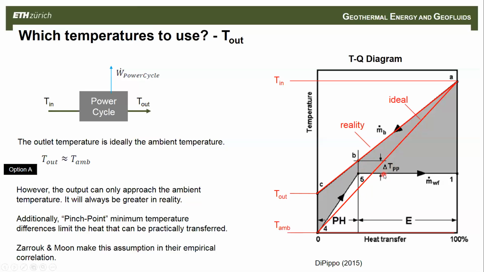This is usually about 5 C or so, this pinch point temperature difference. So when you add this constraint, basically your ideal line is pushed up to here, and you're forced to have an output temperature that's greater than the ambient temperature. So this is the pinch point problem. You don't have to be able to calculate this or draw this diagram, but you need to understand why the temperature output is greater than ambient temperature.